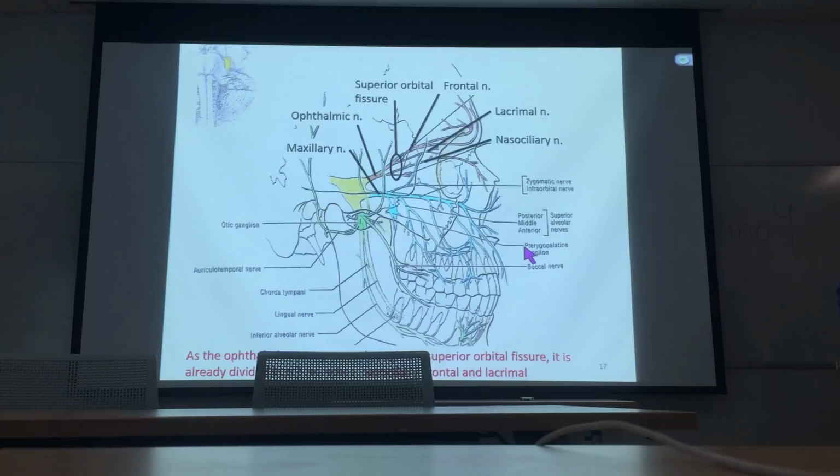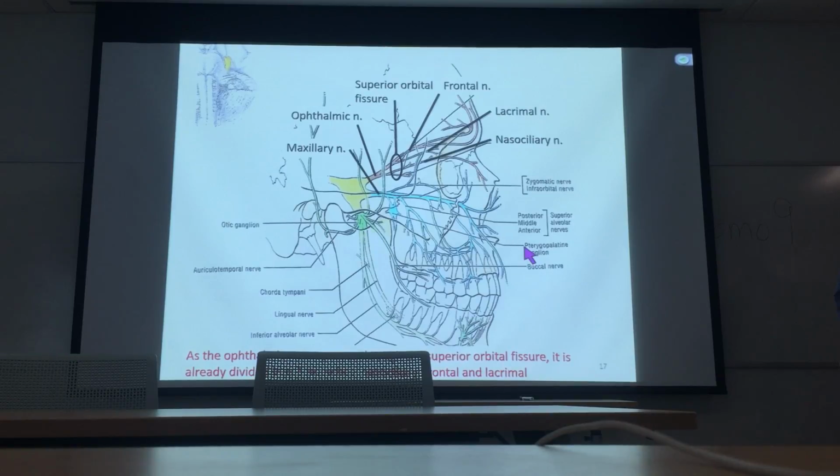Some of this is for lab purposes as well. You're going to make sure you know, all right, so V1, the orbit's a lot about V1. So V1 goes through the superior orbital fissure, and then it will branch into 3 direct branches: lacrimal, frontal, nasociliary. Those are the 3 direct branches of V1. Because they're direct branches of V1, that makes those purely sensory nerves.